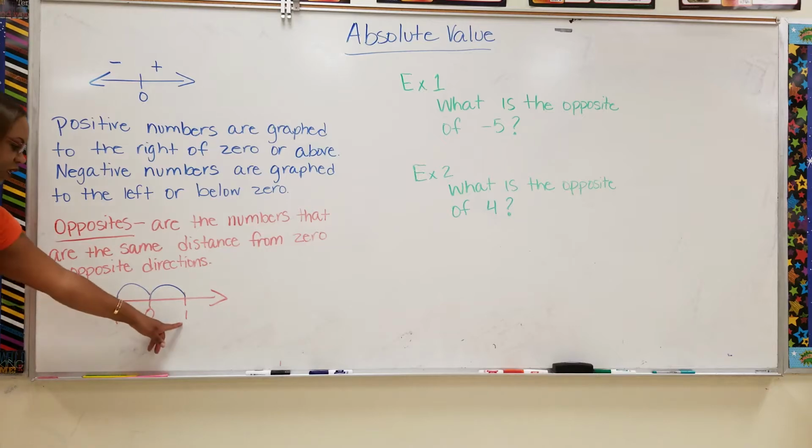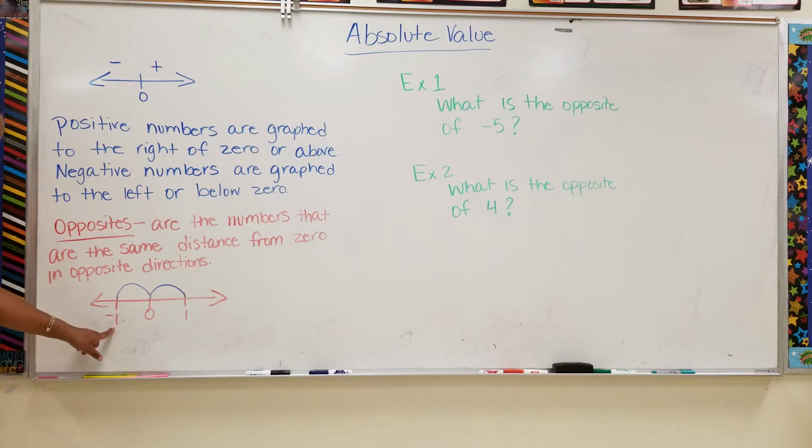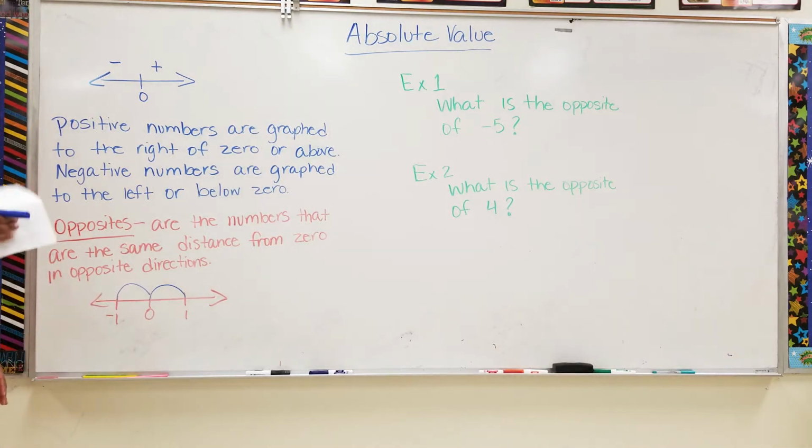The opposite of 1 is -1. The opposite of -1 will be 1. The opposite of 2 is -2. The opposite of -2 is 2. So every number on the number line has an opposite. Okay, so the opposite of 100 will be -100. The opposite of -200 will be, you guessed it, 200. Okay?